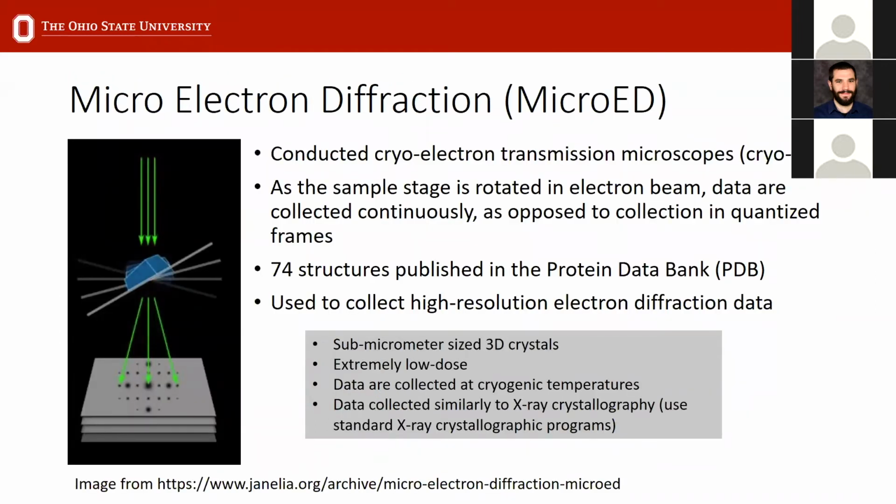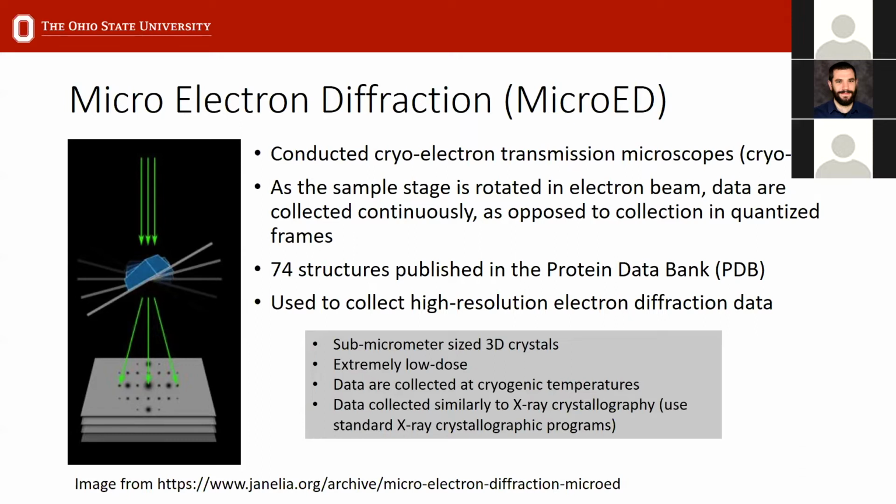Now, if we talk about micro-electron diffraction, as I already mentioned, you need a cryo-electron microscope. The advantage is that you use a parallel beam of electrons that illuminates your crystal, and your crystal is located on a stage. While you shine electrons onto your crystal, you rotate your stage in a continuous way, and you collect different diffraction patterns. This method, at least for proteins, has produced 74 structures that are published in the protein data bank. And these structures have been shown to have high resolution.